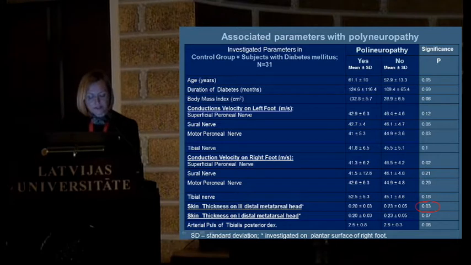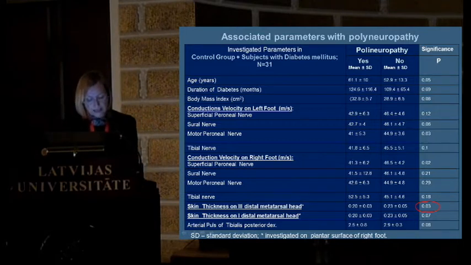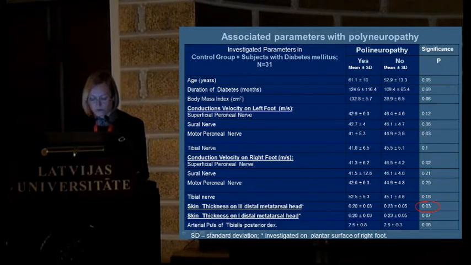Peripheral neuropathy was found in 20% of control subjects and diabetic neuropathy in 44% of diabetic patients. Therefore, we analyzed controls and diabetic subjects in one group. Peripheral neuropathy was significantly associated with older age of the subjects, decreased velocity of conduction in peripheral nerves, and thinner skin epidermis on the foot on the third distal metatarsal head.